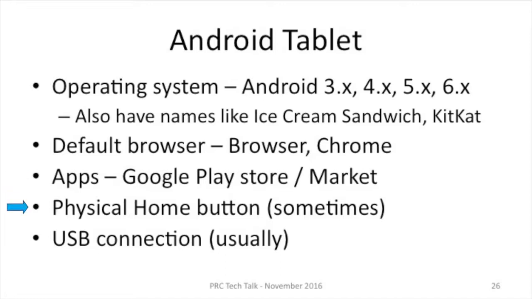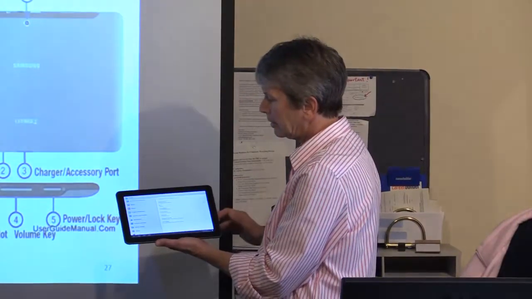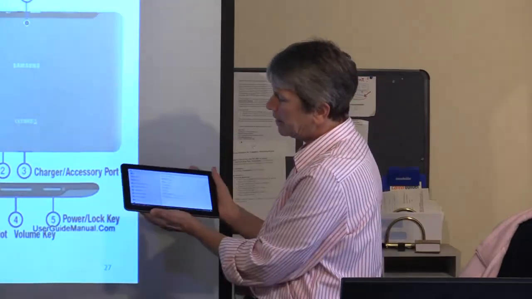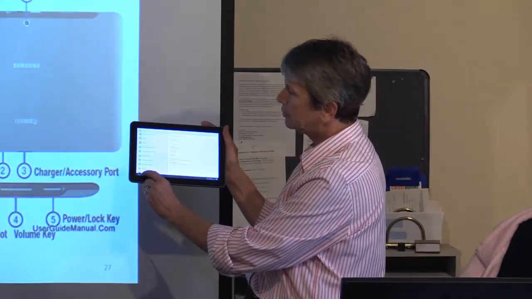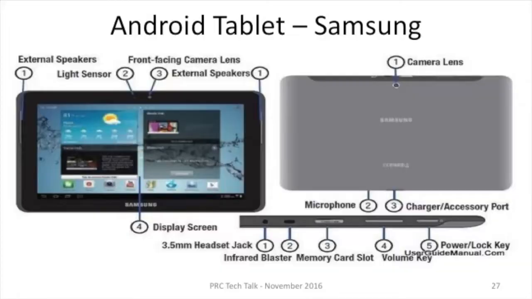Sometimes there's a physical home button on the device. Generally, there's usually a USB connector. And then I've got a version of an Android tablet here that's made by Samsung. Let's see. That doesn't have a physical home button, but it's got a software home button on the main screen that will always take you back to the home. There's some of the connectors there. You can see speakers, the front and rear facing cameras, the connectors for headphones, etc. There's a memory slot here.